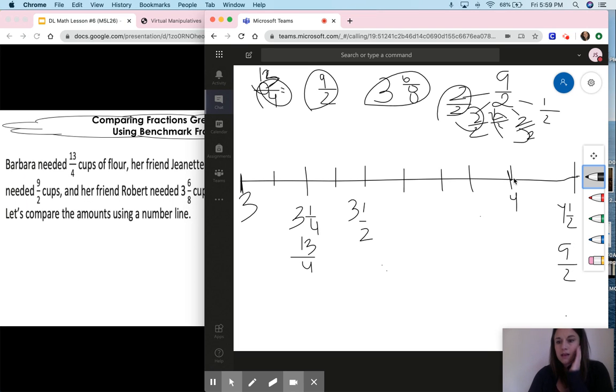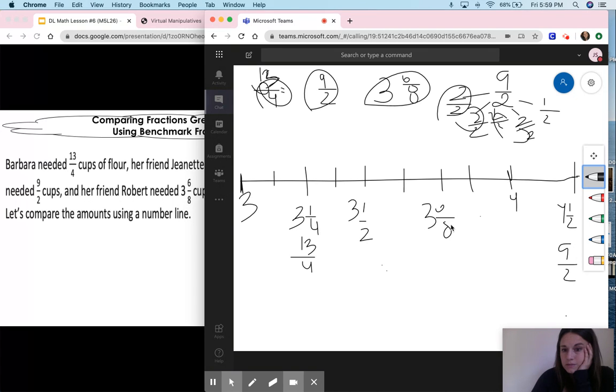There's 6/8. There's 8. So where would 6/8 be? 1, 2, 3, 4. And that makes sense because 4 is half of 8. 5, 6. 6/8 is here. So this is 3 and 6/8.